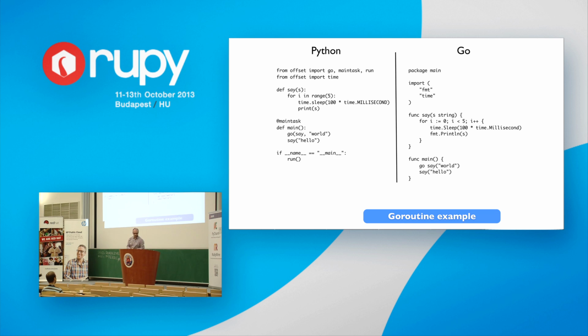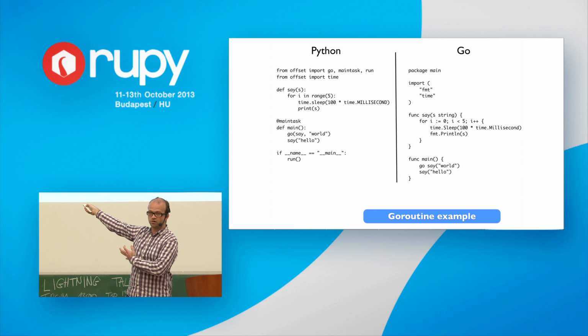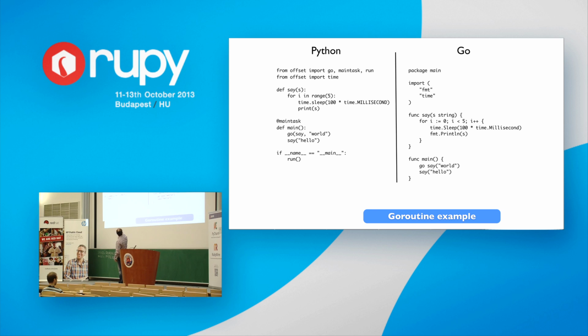Here are some examples of using the Go routine with offset. On the left you have the Python code, and on the right the Go code. To launch a Go routine in offset, I'm using the go function. I have a decorator, main task, to set the main function. In Go, you always have a main function to start the code. To do that in Python for now, I'm using a main task decorator, which decorates any function, and the main function will be put in the scheduler. And you have the run that starts the scheduler.